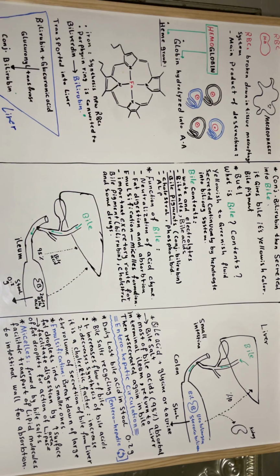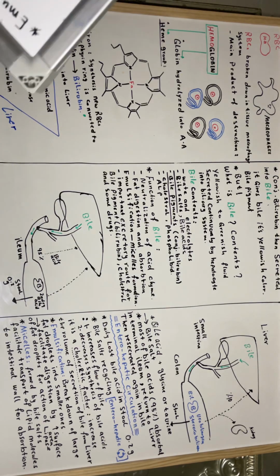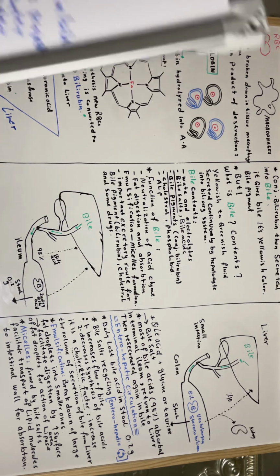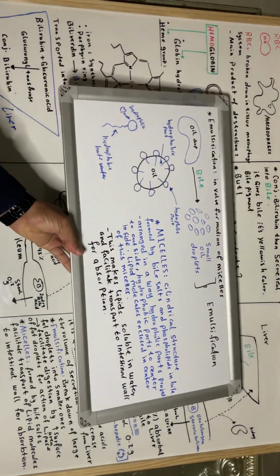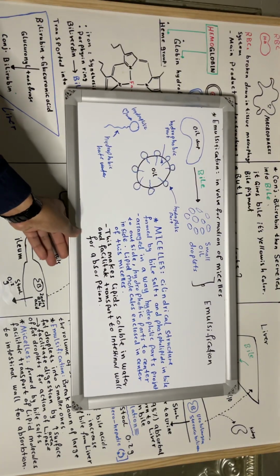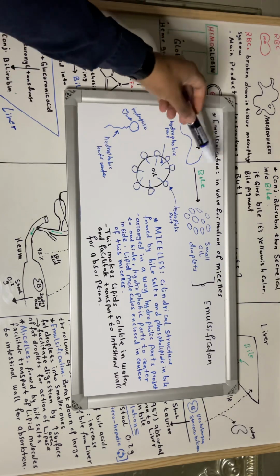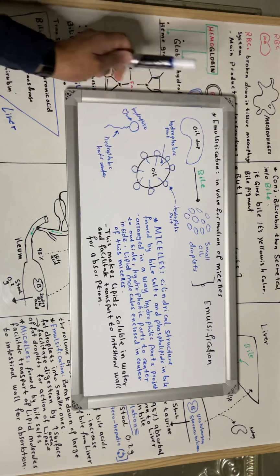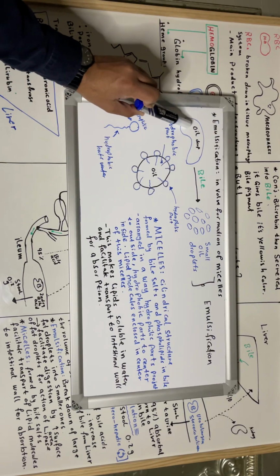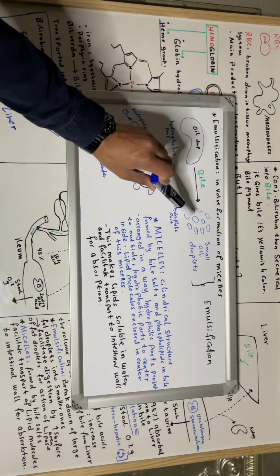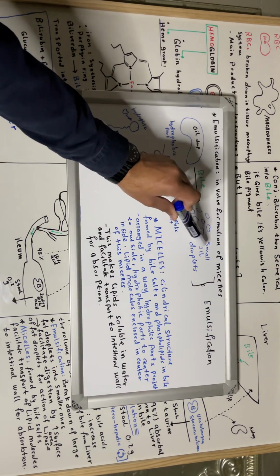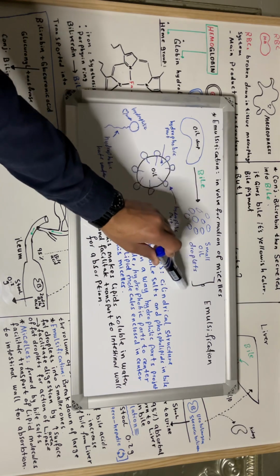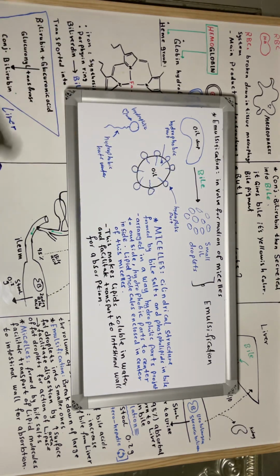Let's explain it more regarding emulsification and micelle formation. Emulsification also involves formation of the micelles, by the way. How does emulsification happen? If you have a large oil drop, through the bile it gets broken down into smaller oil droplets. This is emulsification, simply.